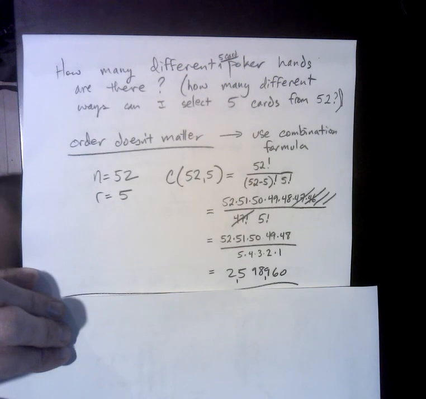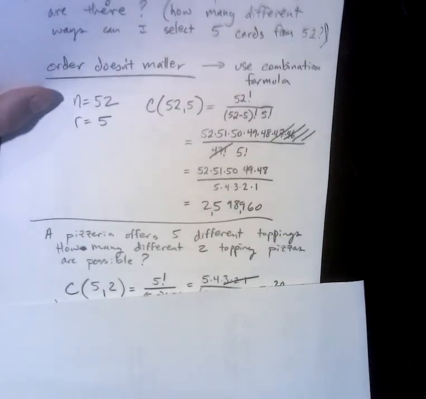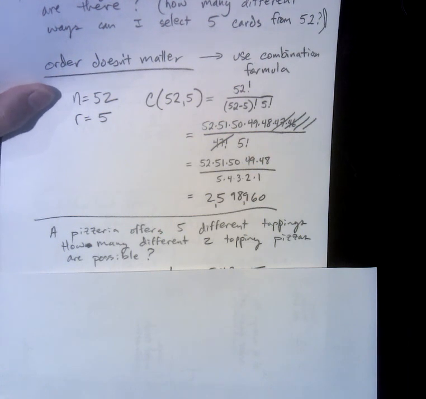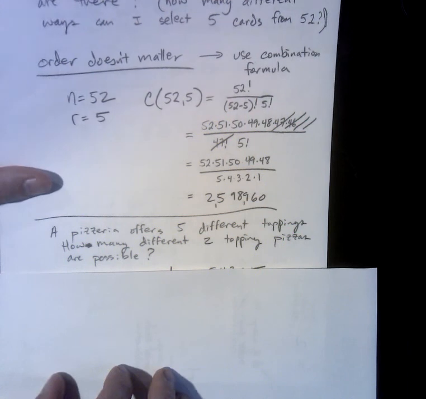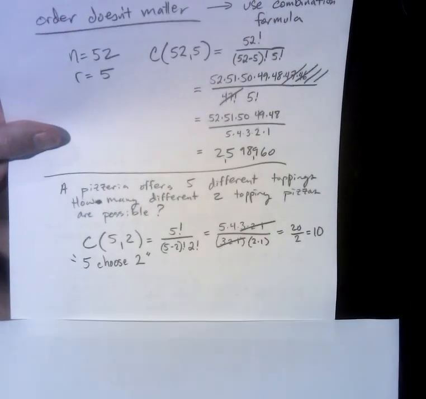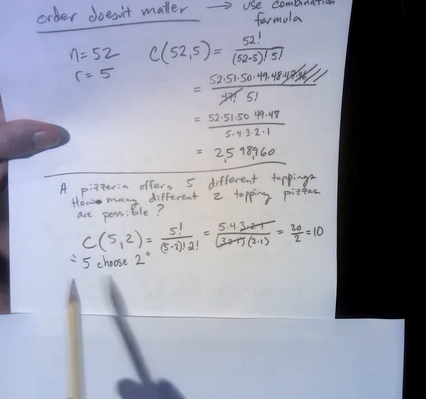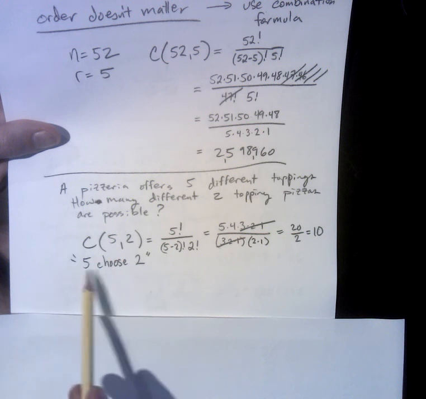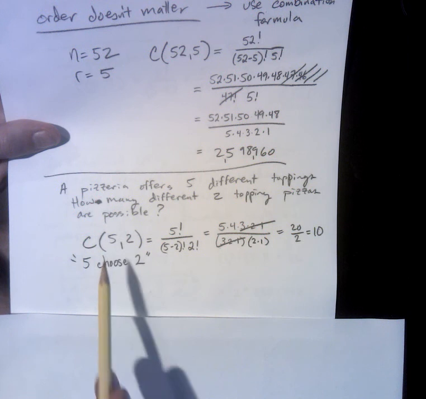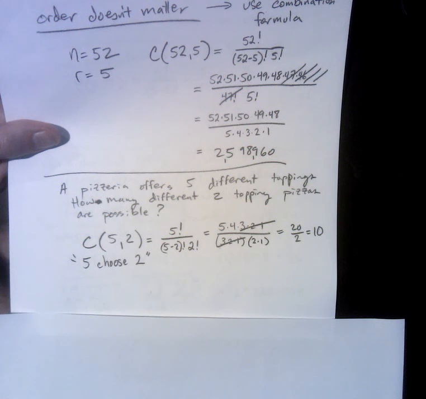Okay, let's do a few more examples. A pizzeria makes 5 different toppings. How many different 2-topping pizzas are possible? So we're choosing 2 toppings from the 5. Order doesn't matter. Doesn't matter what order I put the toppings on the pizza. In this case, we get 10. 10 different 2-topping pizzas are possible. By the way, a lot of times we'll shorten this phrasing to 5 choose 2. So instead of the number of combinations of 2 objects taken from 5 objects, we'll say 5 choose 2 as a shortcut way.